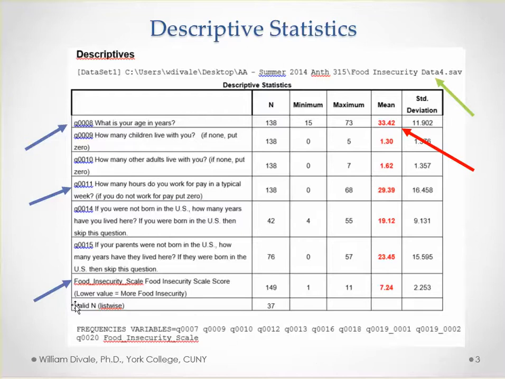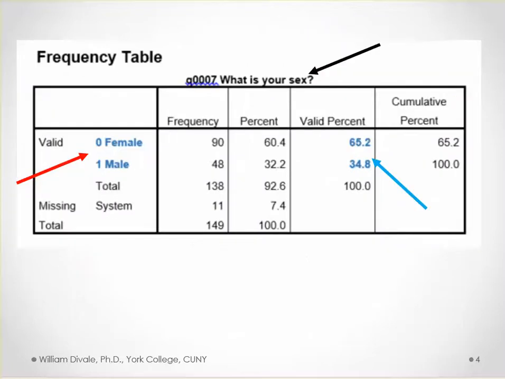Okay. Now, this next slide, and the next several slides, are examples of frequency data. Frequency data are generally either nominal, for example, like male, female, or they may be a low ordinal, like low, medium, high, something like that, where there are a few discrete groups. In this case, the black arrow points to what the variable is, and that is what is your sex, which is question 7 on the questionnaire.